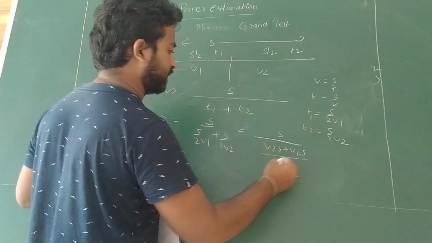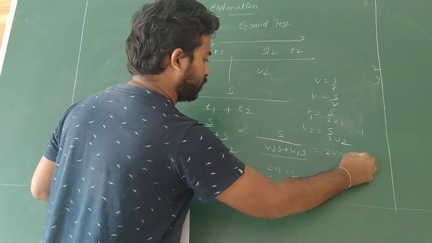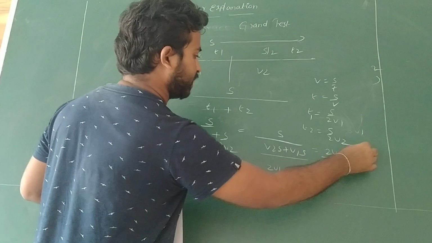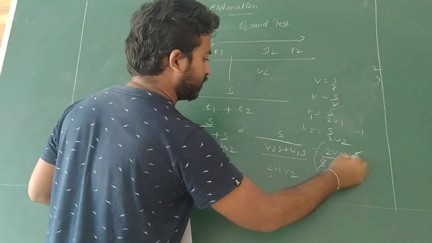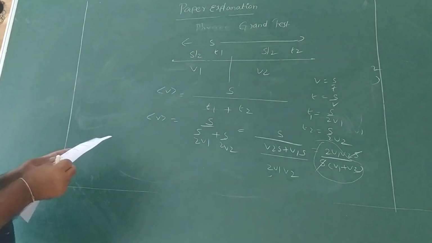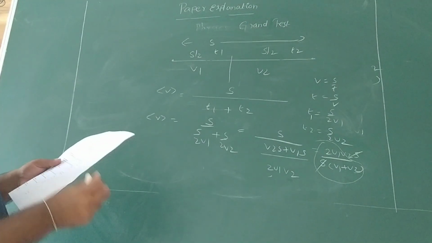Then it goes to the numerator. Then it will be 2v1v2 into s. Here s is common, so s times (v1 plus v2). Then s will be cancelled. The final answer is 2v1v2 by v1 plus v2. So the answer is 2v1v2 by v1 plus v2. Option B is the correct answer.